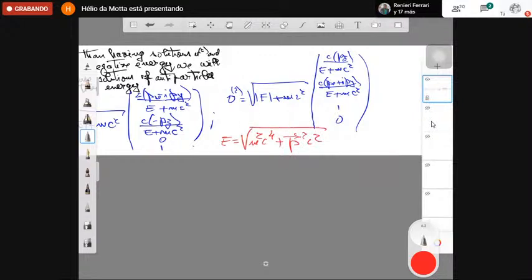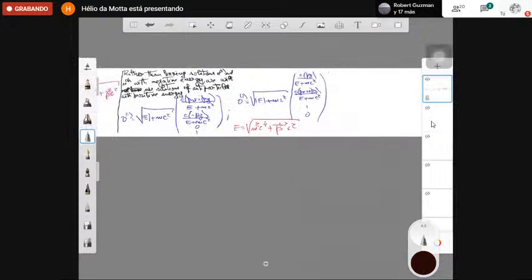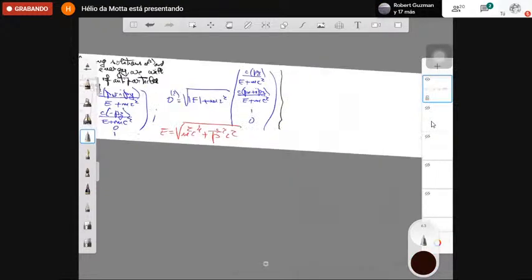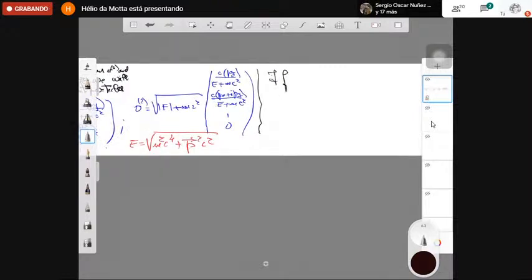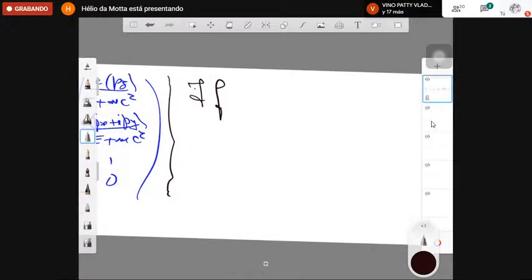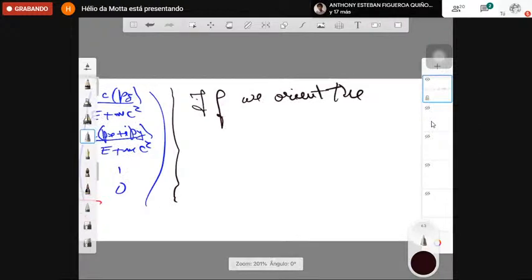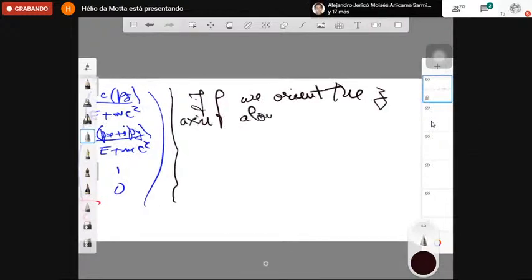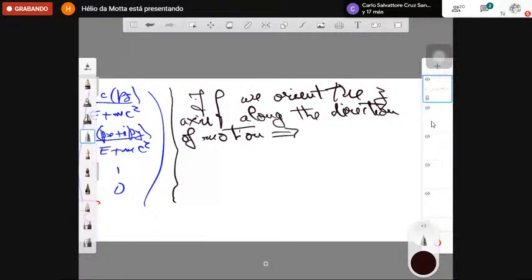Now, that's pretty much all we need. If we orient the z-axis along the direction of motion, then Px equals Py equals 0. That's exactly what we're going to do, and it makes things much simpler.